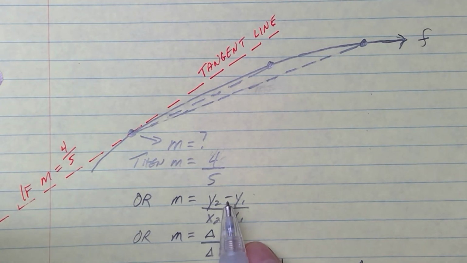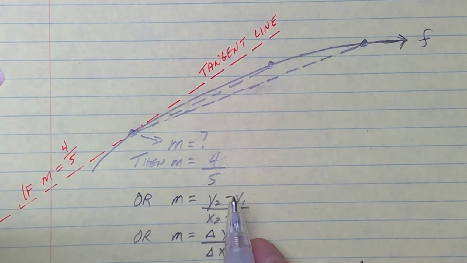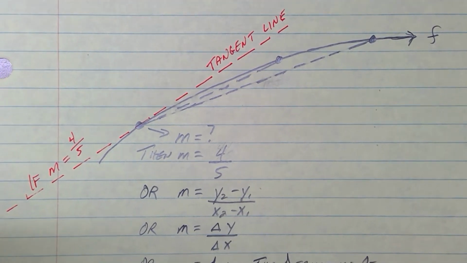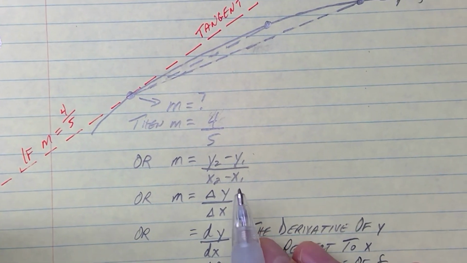Delta means the difference in the y's. Difference means minus. So delta means the difference in the y's, or the change in the y's, over the change in the x's. Delta y over delta x. That's a shorter way of writing your slope formula.